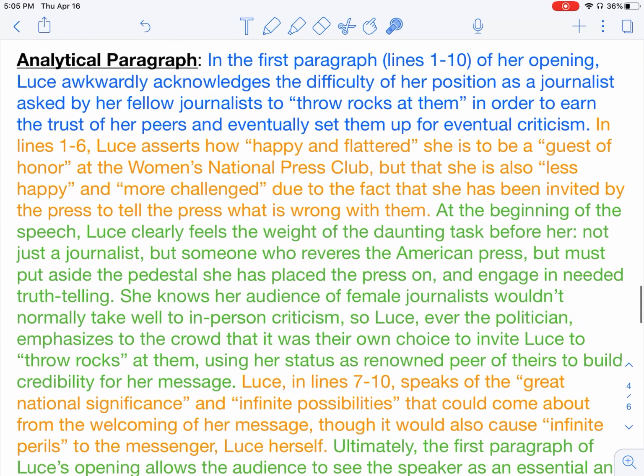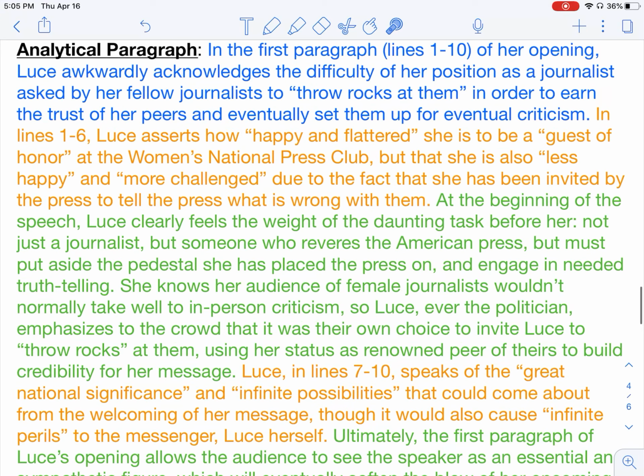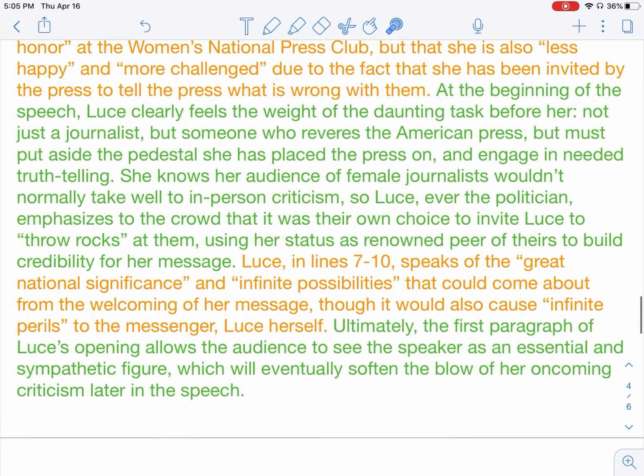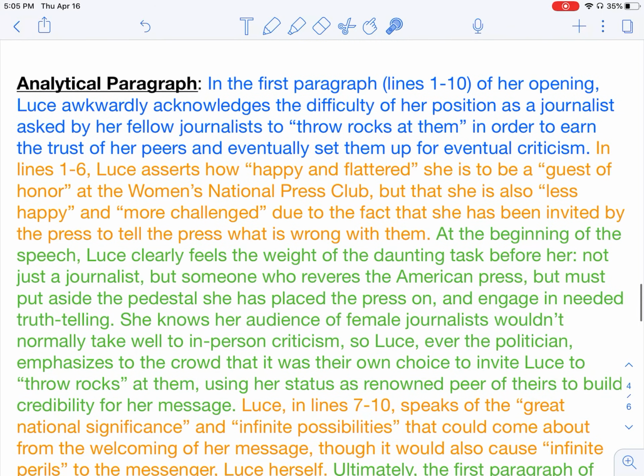All right. So, using all those thinking steps, this is what this analytical paragraph comes to. We have the same claim here in blue. We have evidence in orange, commentary in green, more evidence here in orange, and lastly, more commentary in green. I want you to see how I kind of structured this paragraph.